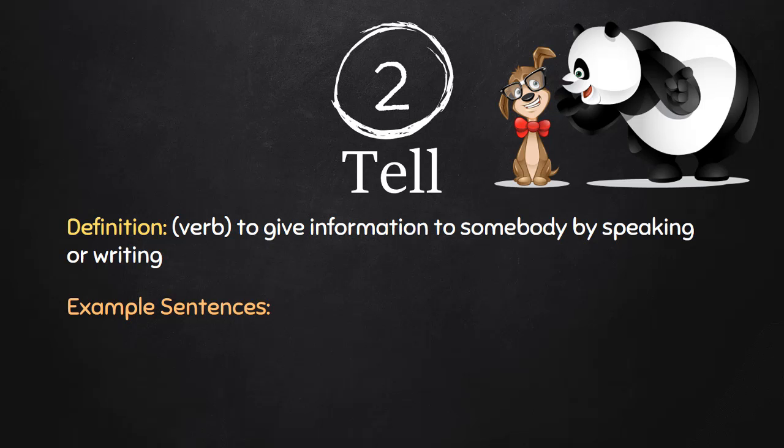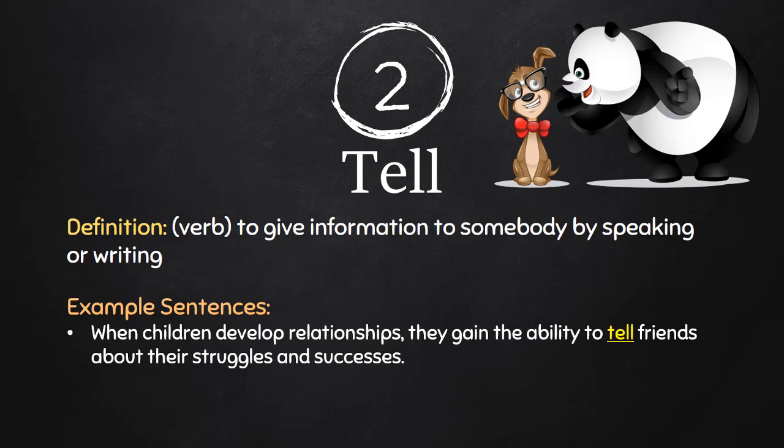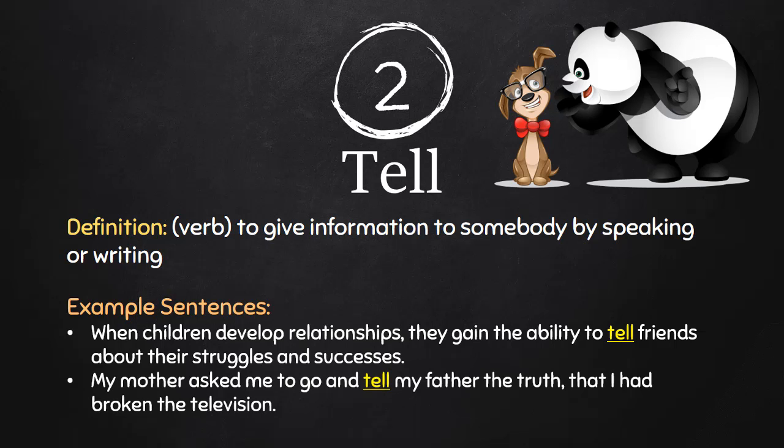Next, number 2, tell. The definition of tell is to give information to somebody by speaking or writing. And some example sentences. First, when children develop relationships, they gain the ability to tell friends about their struggles and successes. Next, my mother asked me to go and tell my father the truth, that I had broken the television. Oh, poor kid. They broke the television. You have to go tell dad. Uh-oh.